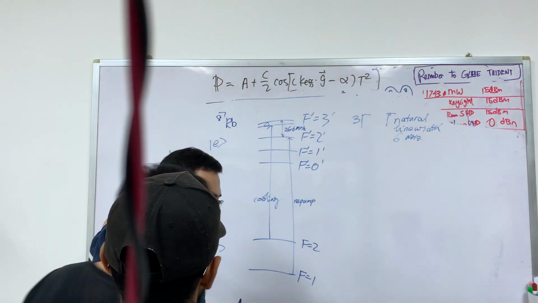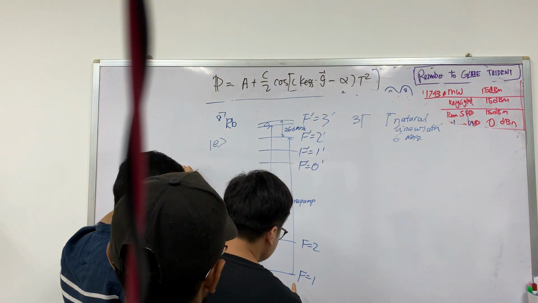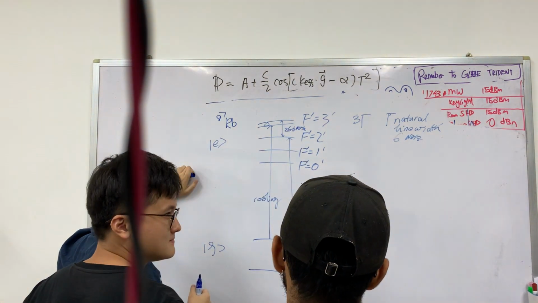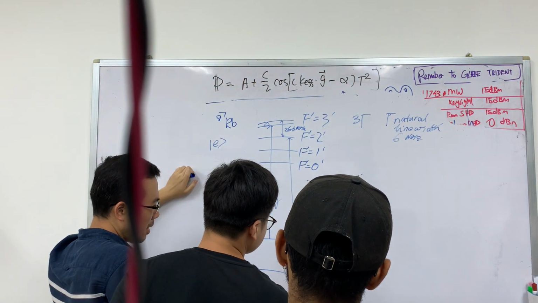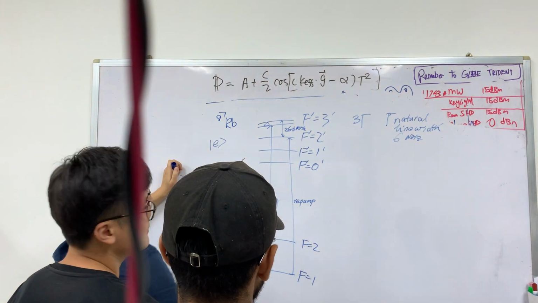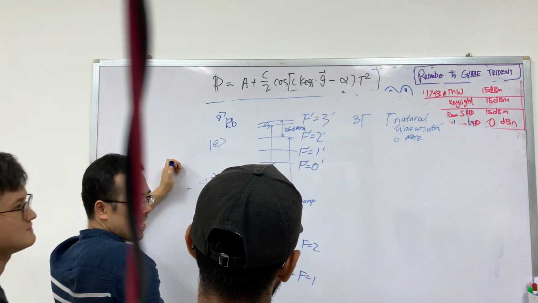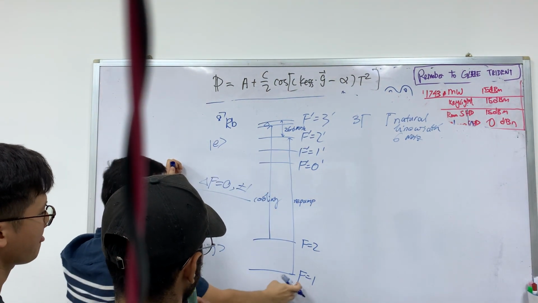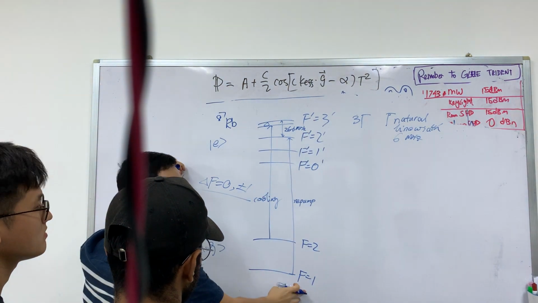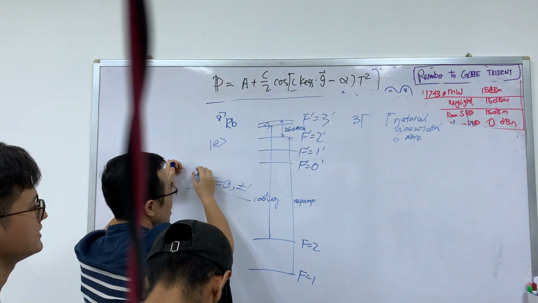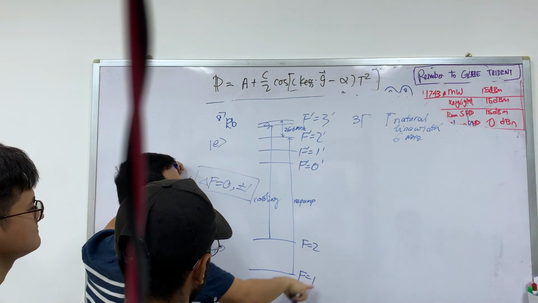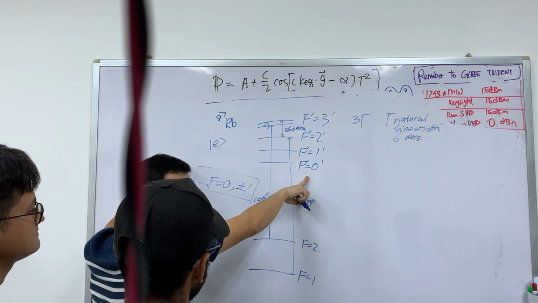Okay. So now one question you might have is why don't we use this to F equals to 3? F prime equals to 3. Because you can only change by plus minus 1 or 0. This is allowed. 1 to 3 prime is not allowed. 1 to 0 prime is allowed.